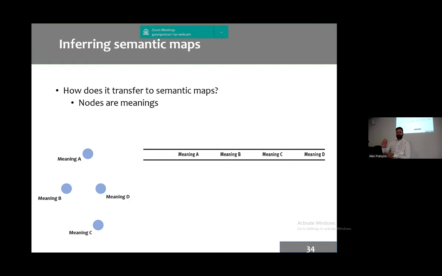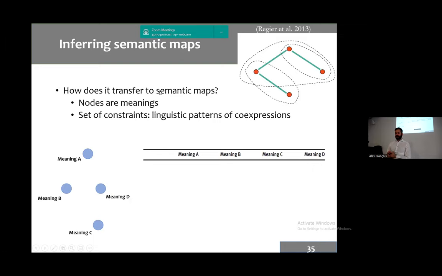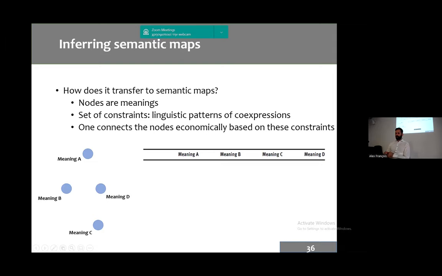Now, how does it translate to semantic maps? So we said that nodes are meanings. So we have meaning A, meaning B, meaning C, and meaning D, right? So no term meanings. And we also have a set of constraints here, which are the linguistic patterns of co-expressions. So now here in this figure, all the dashed lines represent constraints, sets of constraints. So this one here is a constraint. This one here as well is a constraint that encompasses these three nodes. And this here is also a constraint. And one connects the nodes economically based on these constraints.